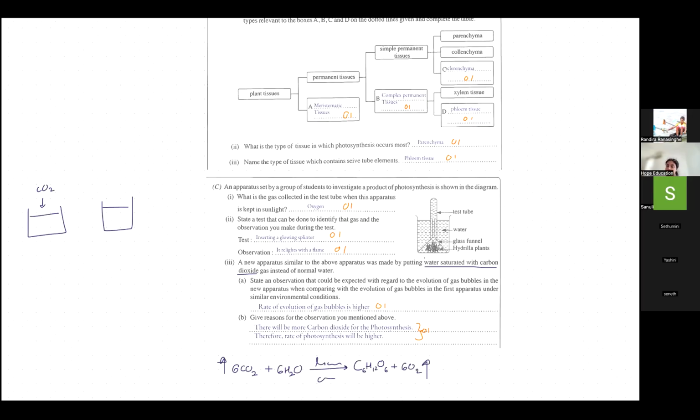Okay, Ashini. Okay, Ramdira. Okay, Sanuli. Okay, Oneli. Others? Okay, Setumini. Others? Senate?